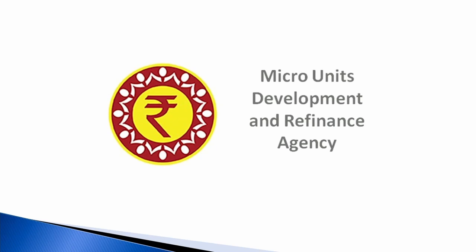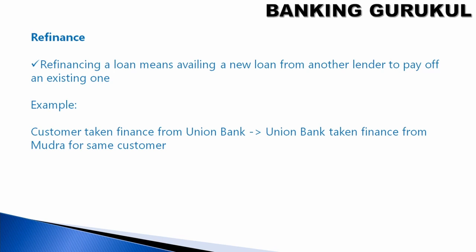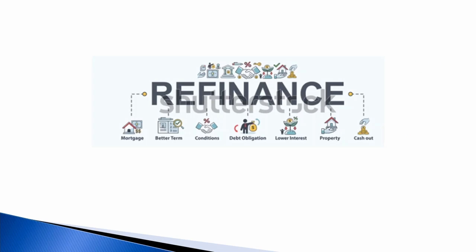So what is Mudra? Micro Units Development and Refinance Agency. So what is refinance? Refinancing a loan means availing a loan from another lender to pay off the existing one. For example, if a customer has taken a loan from Union Bank and takes a finance from Mudra for the same customer and same loan, this is called refinance. The same mortgage will be given to a third party and they will give the loan at a lower interest. So this is called refinance.